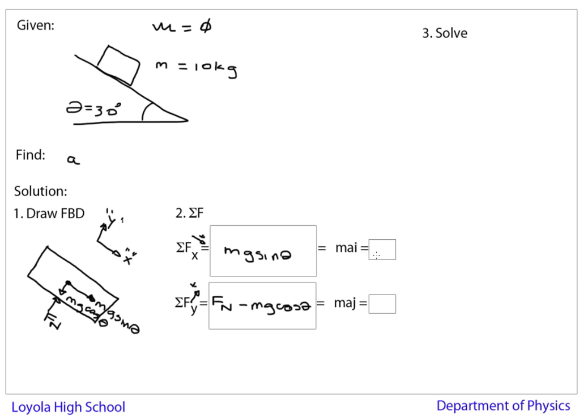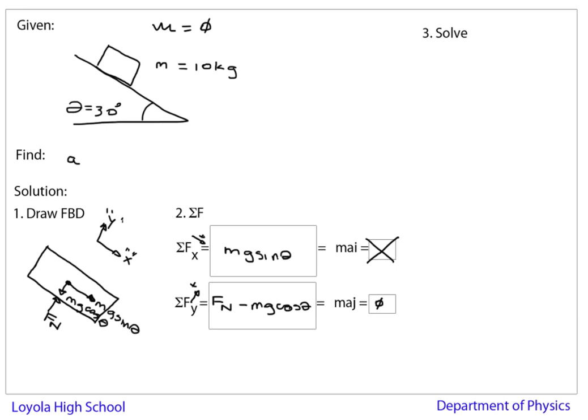Next box: is acceleration equal to 0? No, it will accelerate, so I just X it out. In the y direction, is there acceleration? No, that is 0. It will not accelerate up or down, only along our new x-axis. So these are the equations that we built based on our free body diagram.